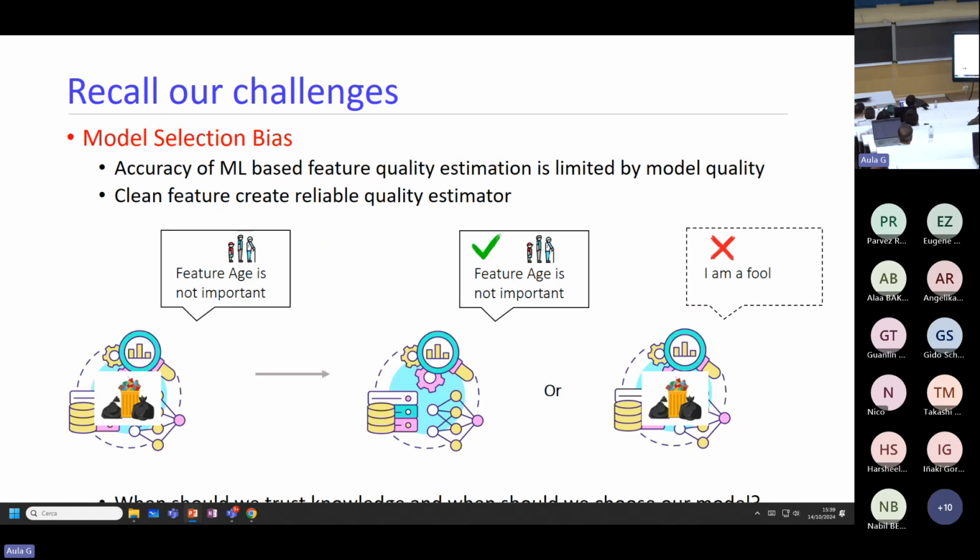So let's recall our model selection bias. If our model is good and we provide it with very dirty data, the feature importance estimation result is also not very clean. So how can we handle this?